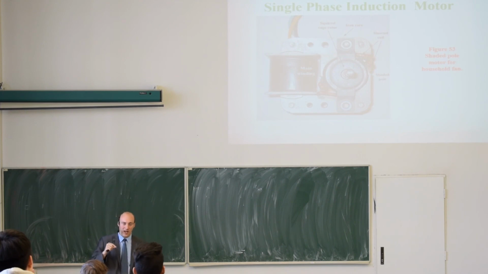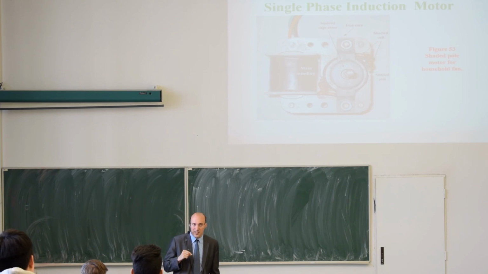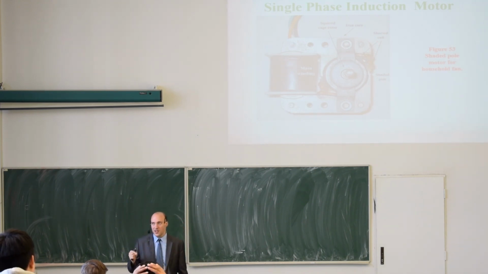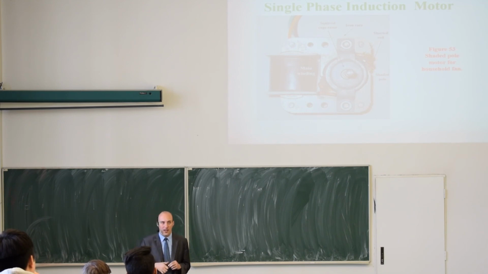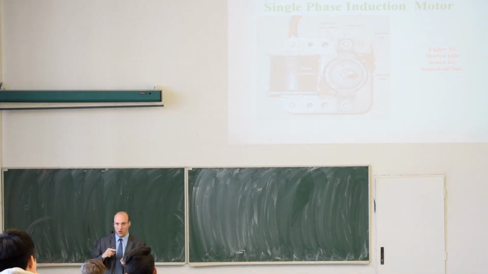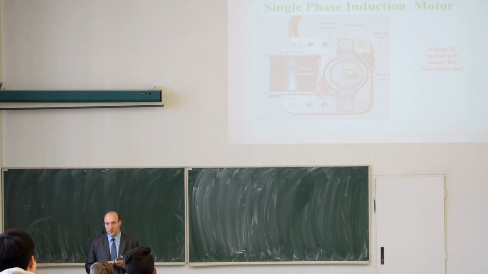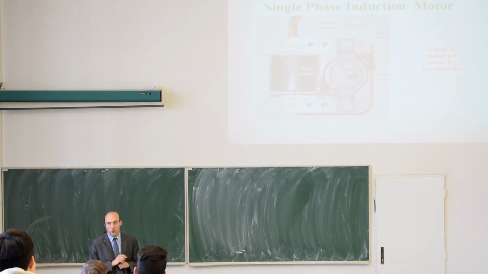So I can connect a capacitor. But the disadvantage of capacitors is that in time they degrade. So it means that if you want to use the motor in 10 years, you will probably have to replace the starting capacitor because it dries out. So in applications where you care about reliability and don't care that much about efficiency for really small powers, you can use this shaded pole motor.